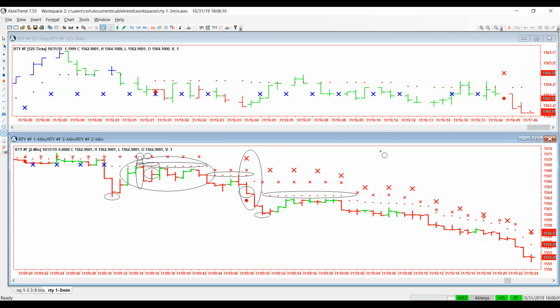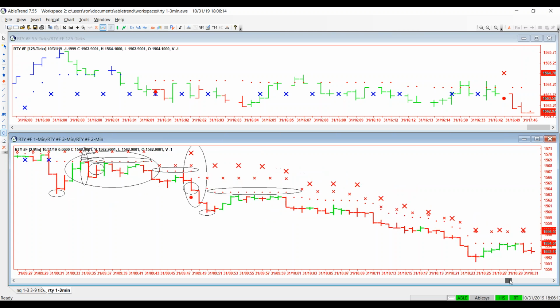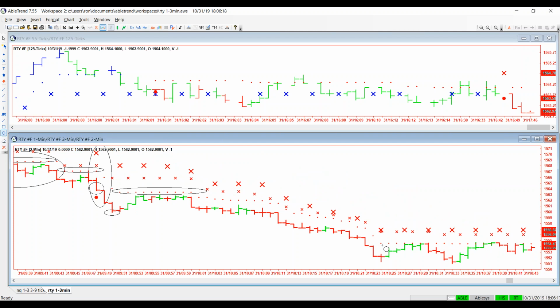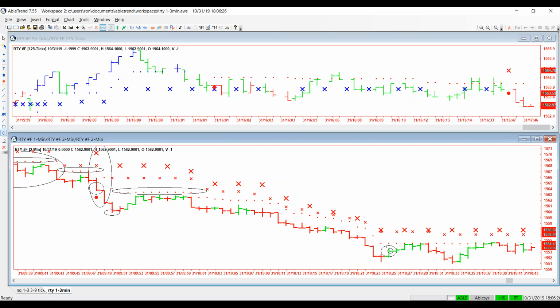I mean, that took off nice. You know, that was sweet. You know, down and away we went. Now, clearly we have two green bars here. Oh, by the way, the stop always goes on the previous higher red dots. So at this point here, the stop would be there because that's the second or the previous higher red dot.